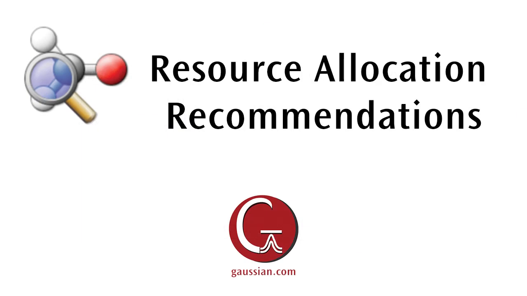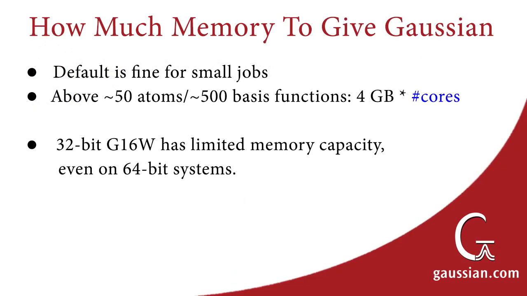We conclude this video with some general recommendations about allocating resources to Gaussian. The size of the job determines the amount of memory that Gaussian will need. For smaller jobs, the default amount will work fine. For jobs on molecules of 50+ atoms and around 500 basis functions, give Gaussian 4 GB of memory per core.